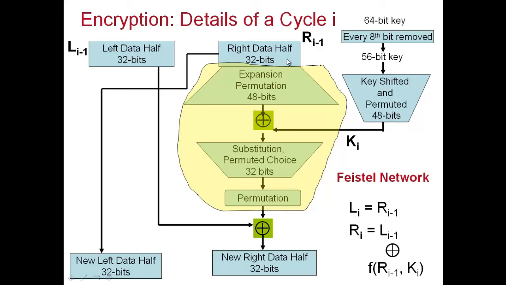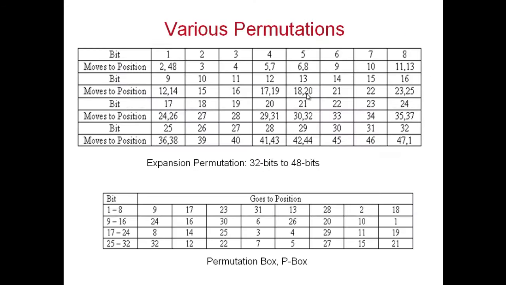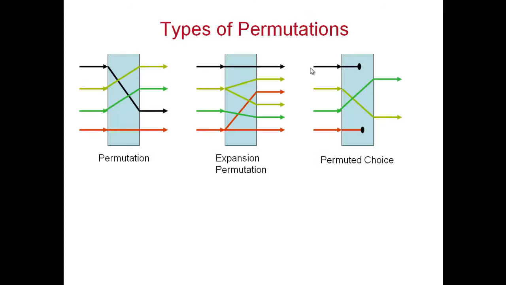The 32-bit right half goes to an expansion permutation, and we make it a 48-bit quantity. So we want to expand from 32 bits to 48 bits. That's an expansion permutation. The bit in position 1 is moved to positions 2 and 48. The bit in position 2 is moved to 3. The bit in position 3 is moved to 4. The bit in position 4 is moved to 5 and 7. The bit in position 5 is moved to positions 6 and 8. So we're basically increasing the number of bits from 32 to 48.